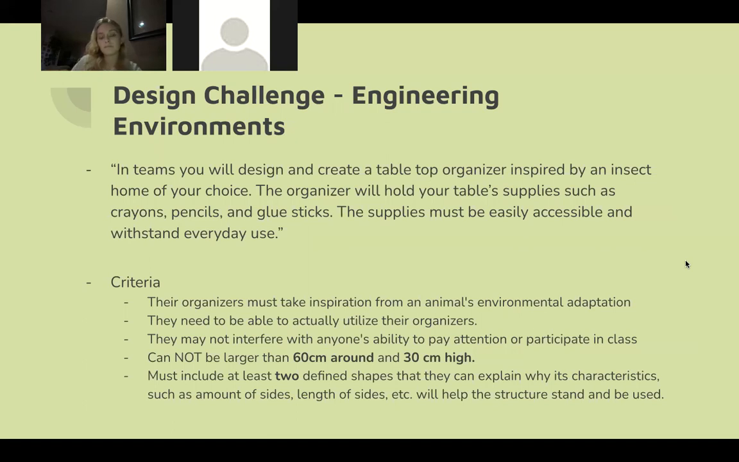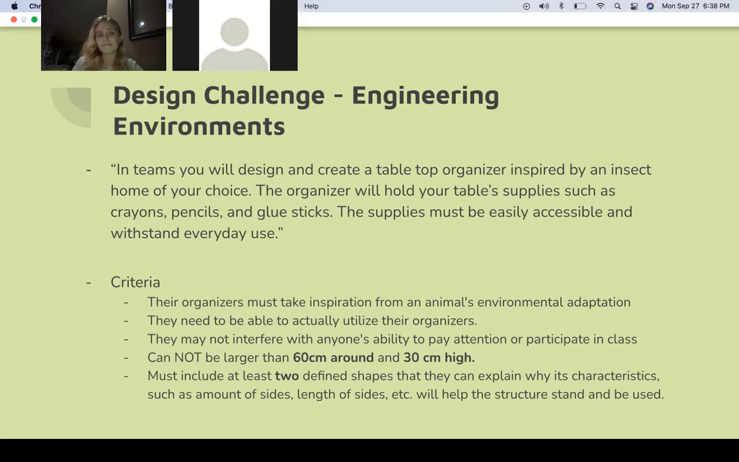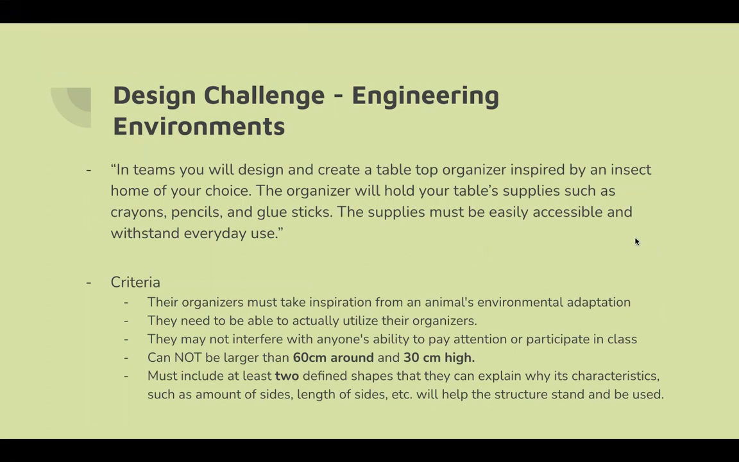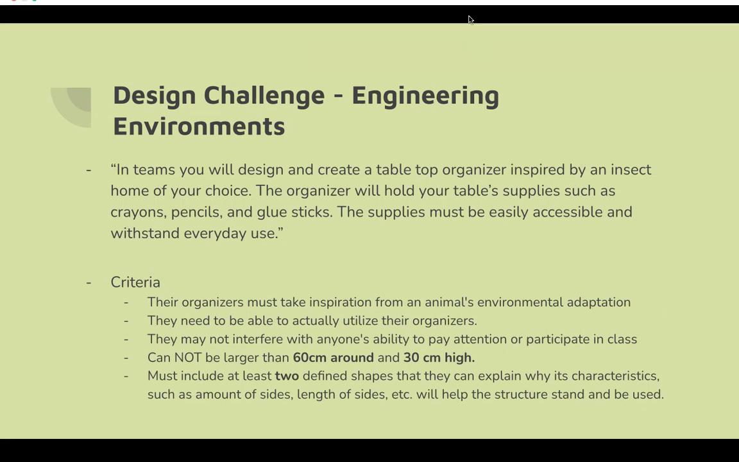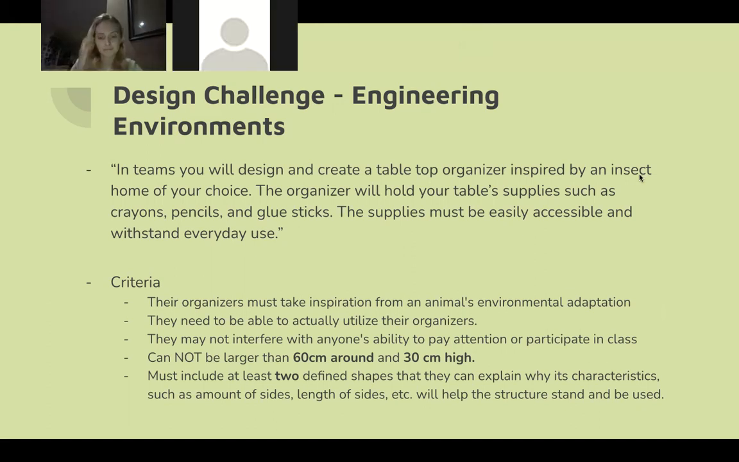The organizers may not interfere with anyone's ability to pay attention or to see in class. And then some specifications for how high and how big it can be. So it can't be any bigger than 60 centimeters around, and it can't be taller than 30 centimeters high. And it must include at least 2 defined shapes that they can explain why its characteristics and sides, lengths of sides, etc., will help the structure stand and be used.